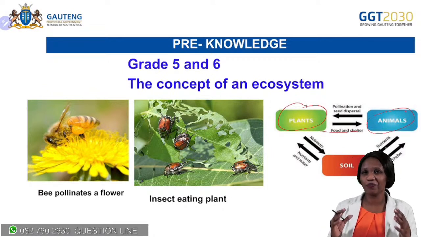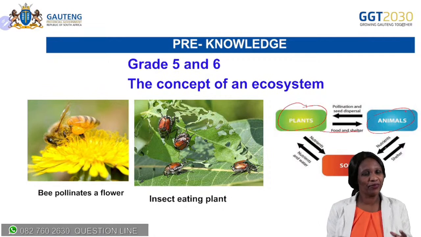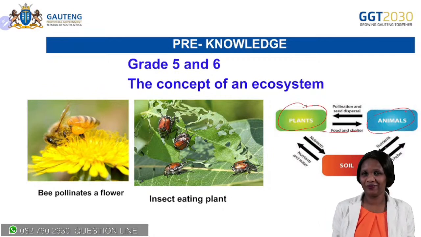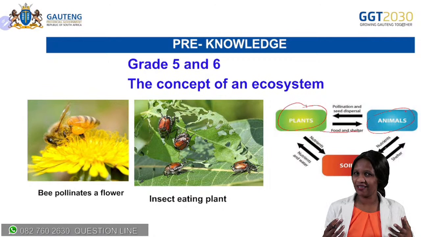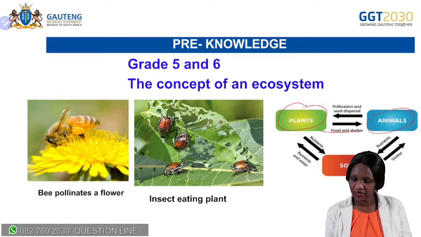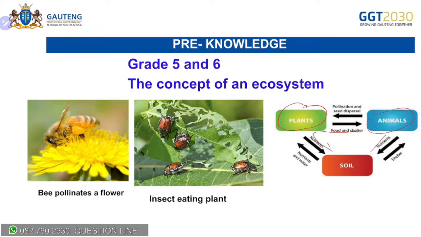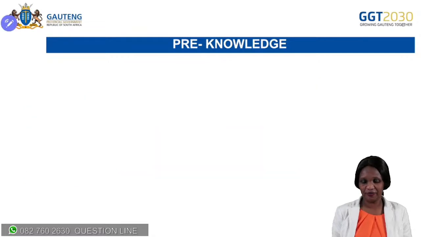Remember, the soil has to be fertile so that the plants will grow. They will flourish. Okay. And then the plants are giving the soil nutrients. And the animals also are giving the soil nutrients. Do you get that? And then the soil in return is giving water and nutrients to the plants. Therefore, it is a cycle. Let's move on.